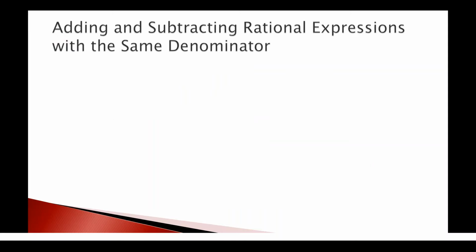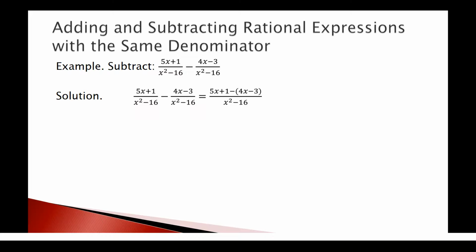Alright. So let's now talk about adding and subtracting rational expressions with the same denominator. Let's subtract 5x plus 1 over x squared minus 16 minus 4x minus 3 over x squared minus 16. So first, since the denominator of both rational expressions is the same, we'll just simply subtract the numerators and then write that over the denominator x squared minus 16.